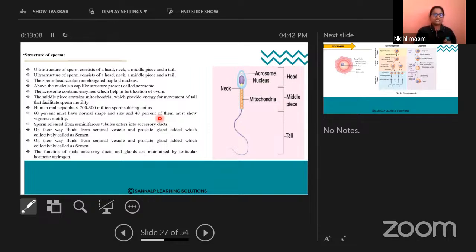Sperm released from seminiferous tubules enter into accessory ducts. Accessory ducts are the rete testis, vasa efferentia and epididymis; all of these are accessory ducts. So they will reach the accessory ducts. On their way, fluids from the seminal vesicle and prostate gland join with the seminal plasma. Sperms together with seminal plasma are collectively called semen.